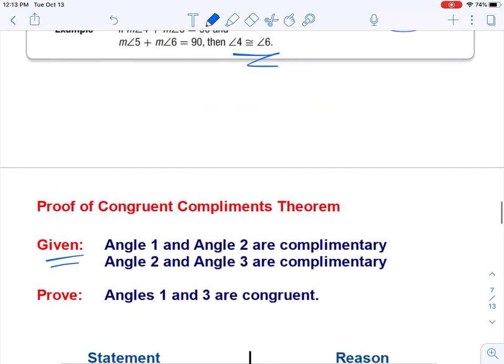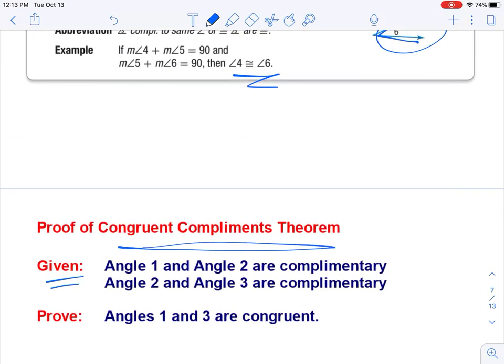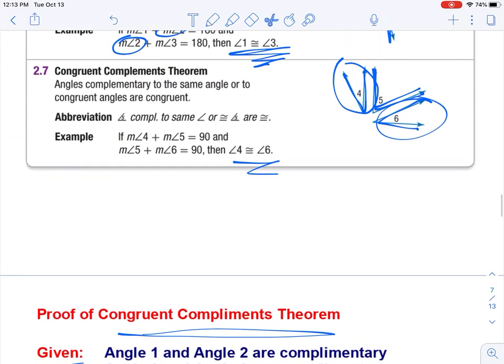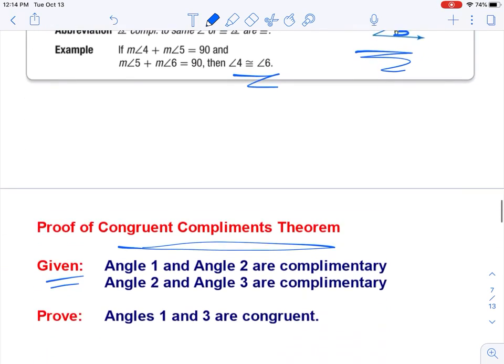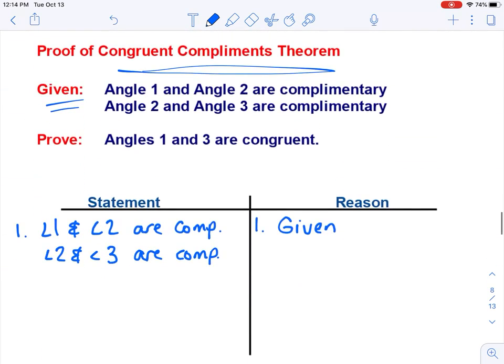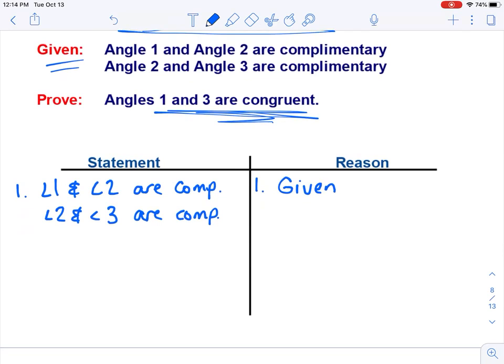Okay? And then I'm going to scroll up here. Because it's the congruent complements theorem, we're going to use this picture here. So this is a good picture, except we have angle 1, 2, and 3 instead of 4, 5, and 6. So we need to get that angle 1 and angle 3 are congruent beyond a shadow of a doubt based on a proof.